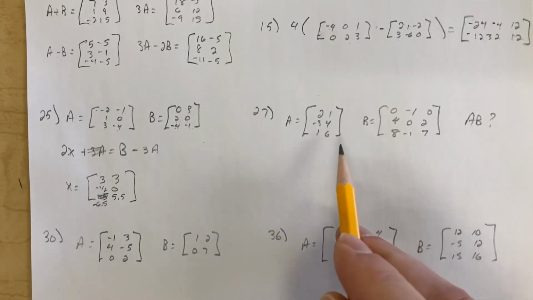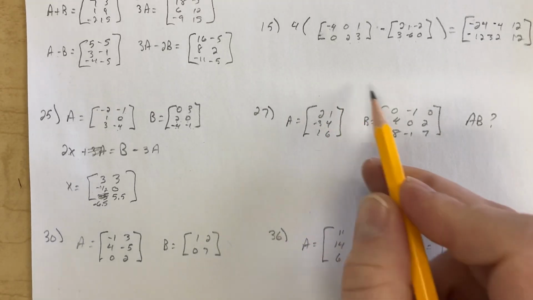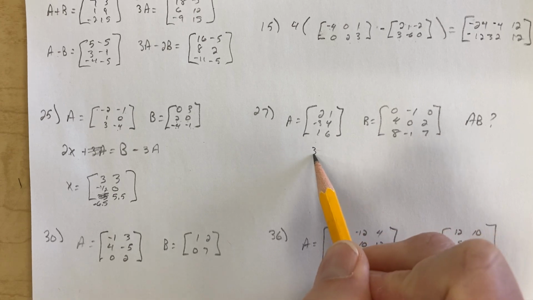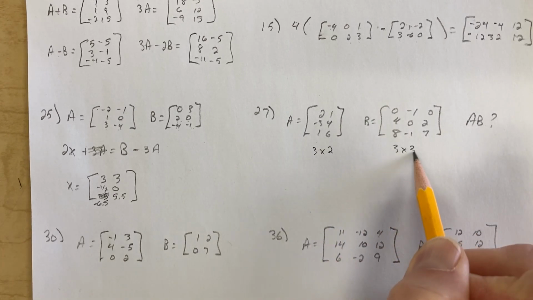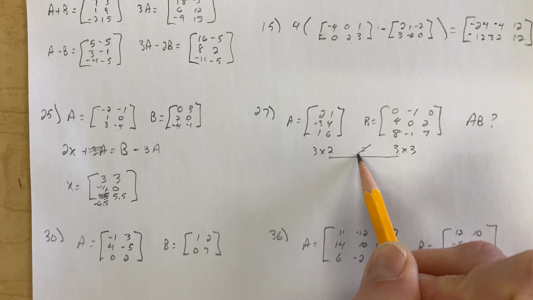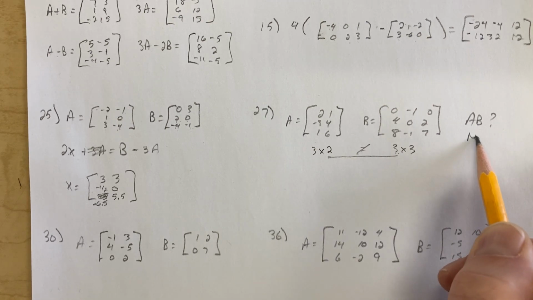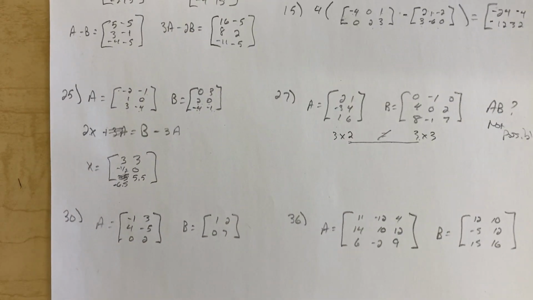All right, for 27, we want to know if we can multiply these together. So we do row by column. So there's 3 rows by 2 columns here. This has 3 rows by 3 columns. In order to be able to multiply, the middle dimensions have to be equal, and these are not. So that is not possible. We're not going to be able to multiply that.